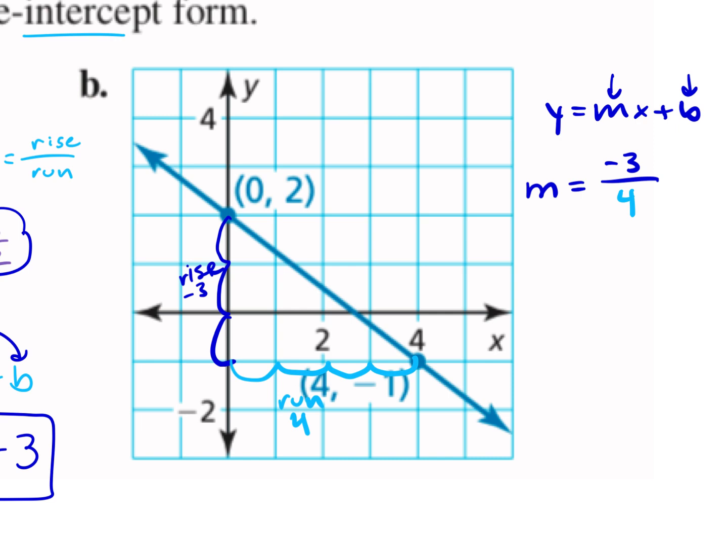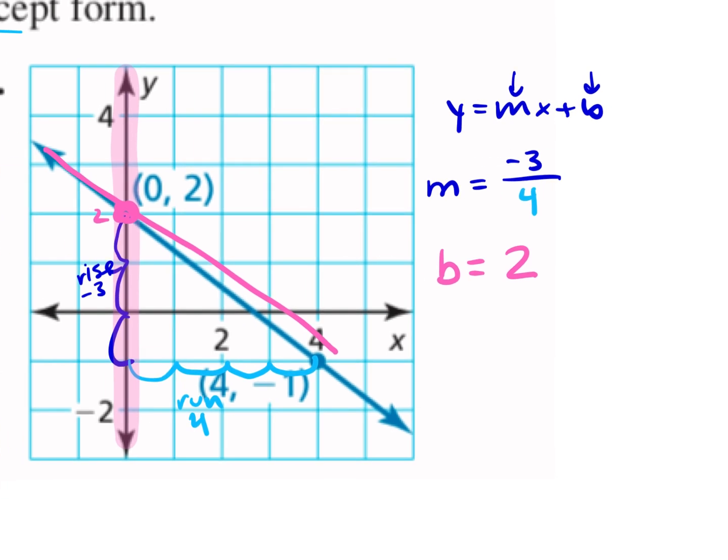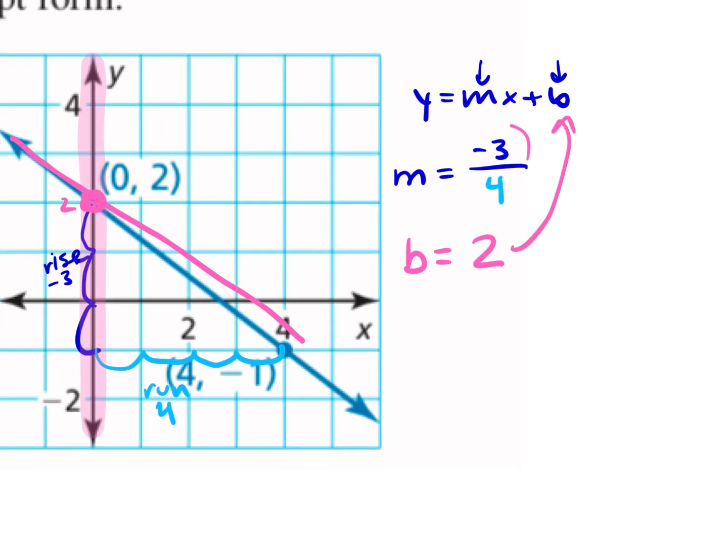Now let's find our b. b is where our line crosses the y-axis. So where does our line cross the y-axis? At what value? 2. Perfect. Right here at 2. So our b is 2. Let's plug it in. We're going to plug in our slope and our y-intercept. So y equals negative 3 over 4x plus 2.